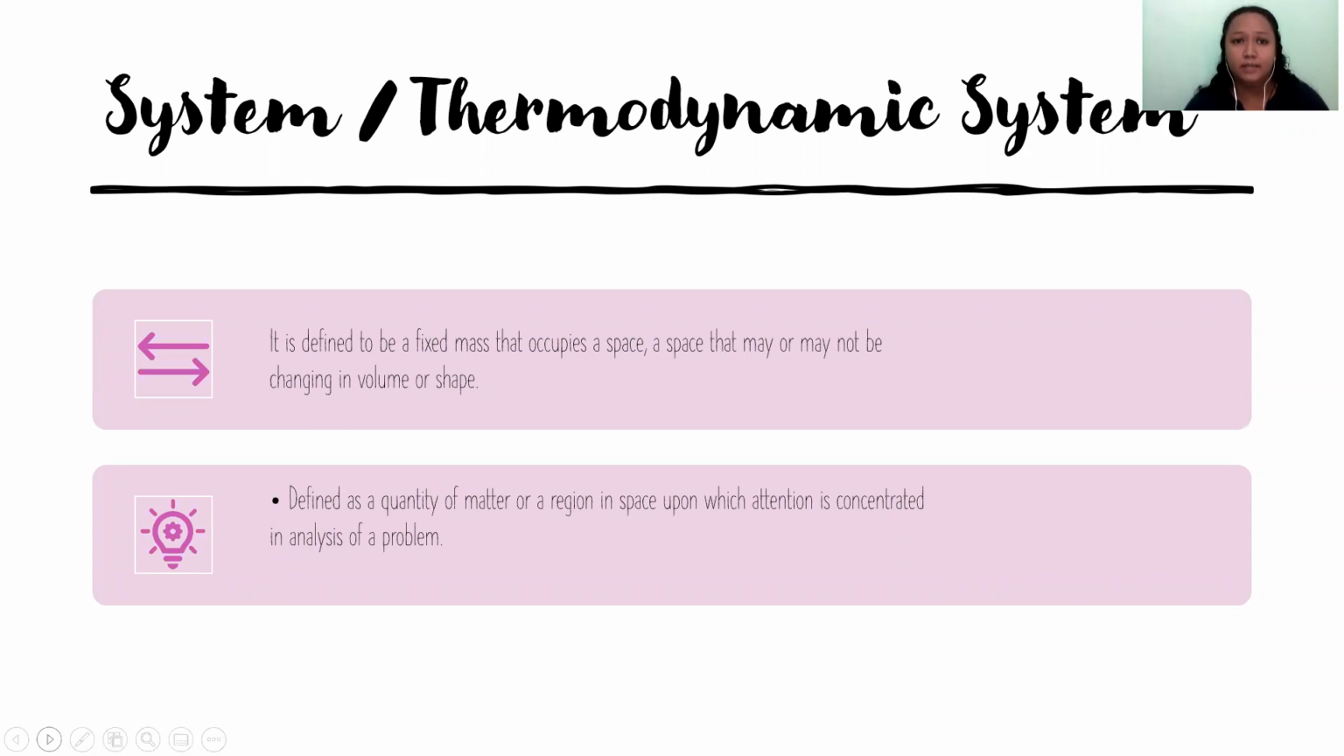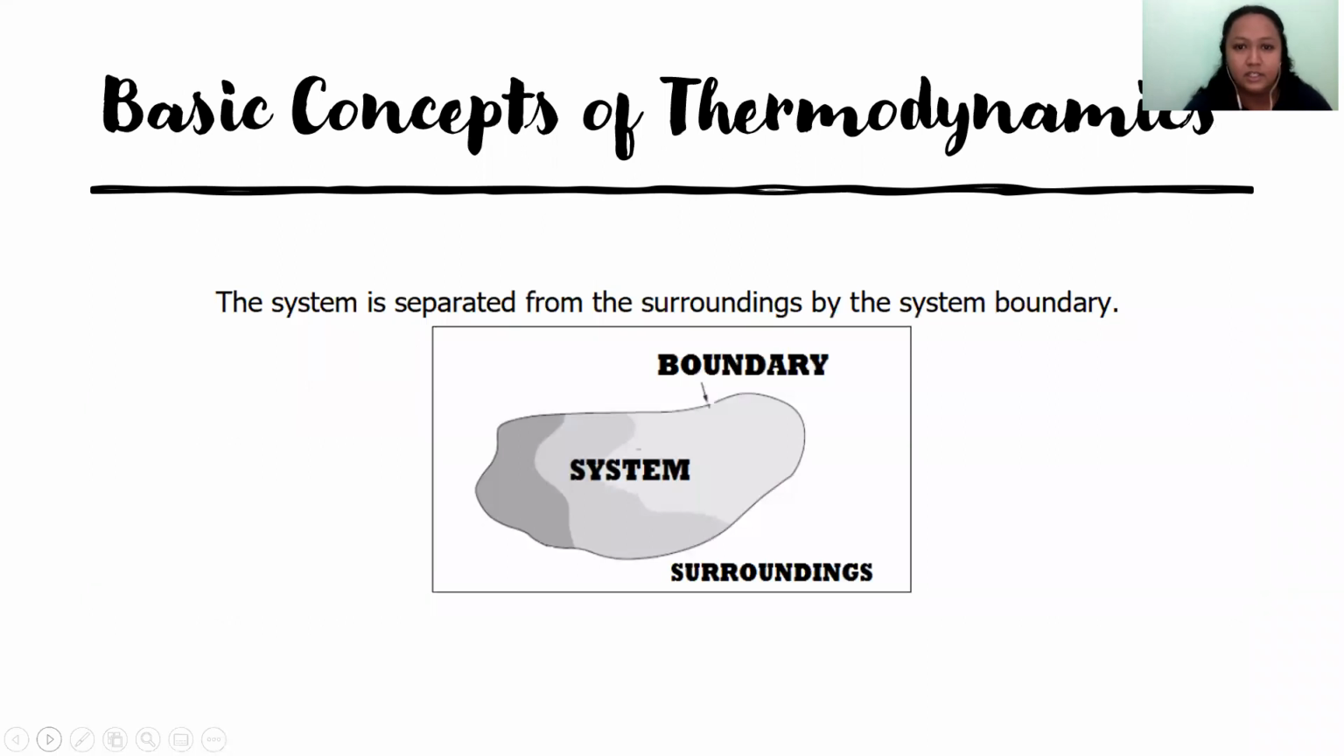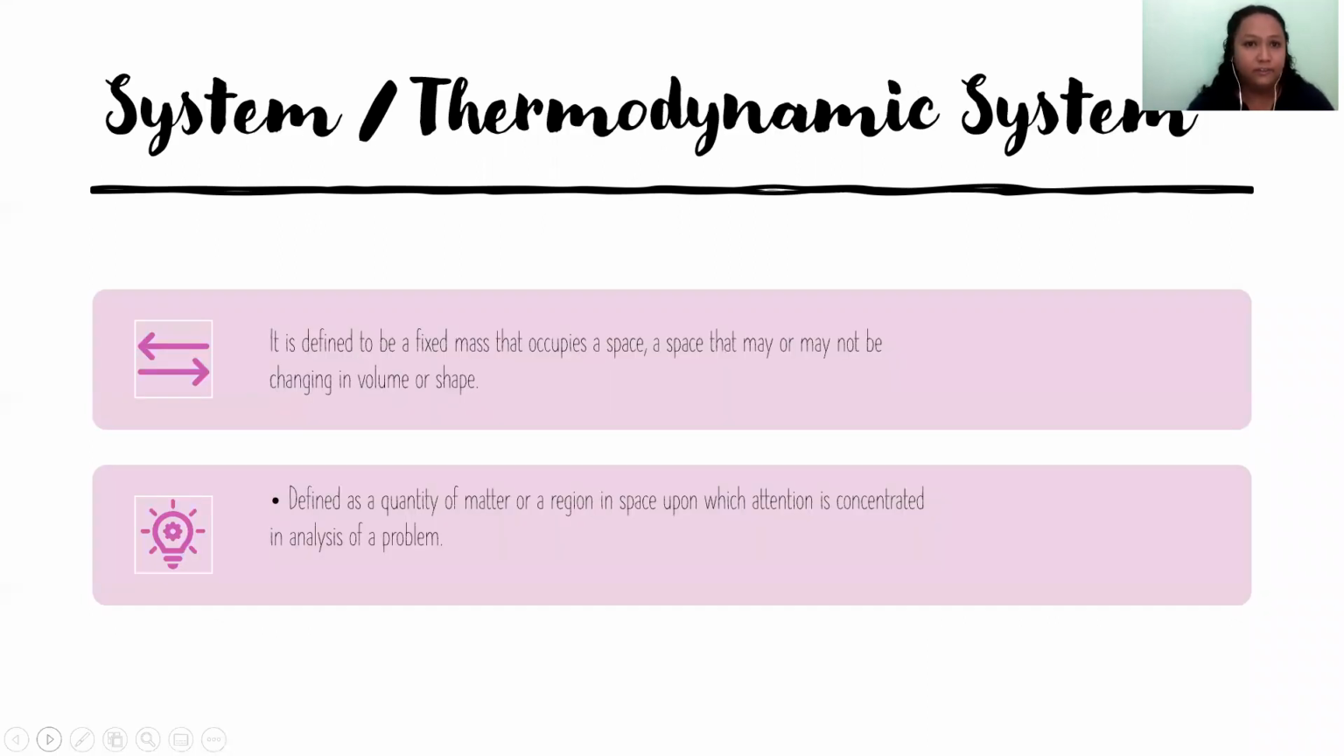So, ano nga ba yung system or tinatawag nating thermodynamic system? So, it is defined to be a fixed mass that occupies a space, okay? A space that may or may not be changing in volume or shape. Yan yung system. So, balikan nyo, this is your system. Fixed mass siya. So, that is also defined as a quantity of matter or region in a space upon which attention is concentrated in the analysis of a problem. Okay?